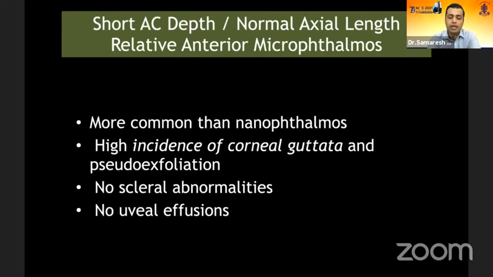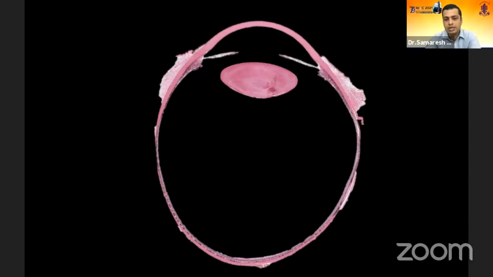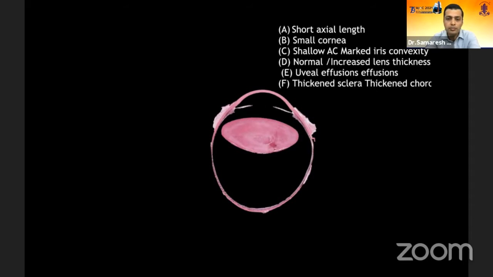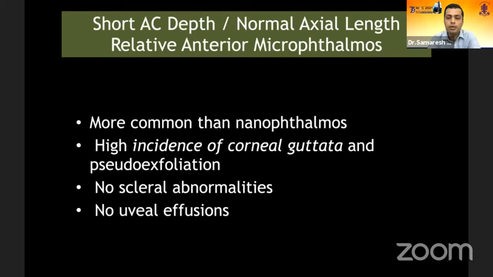What we just discussed in the previous slide is classical nanophthalmos, where the entire eyeball gets short. But the more commonly seen problem in our clinical scenario is what is known as relative anterior microphthalmos, or RAM, which is what you would most likely experience in your practice as an operating surgeon.